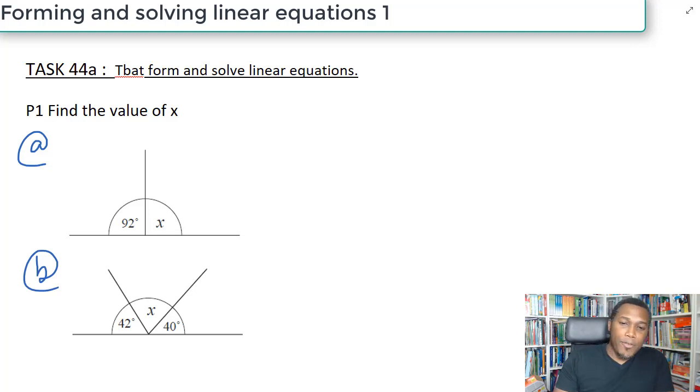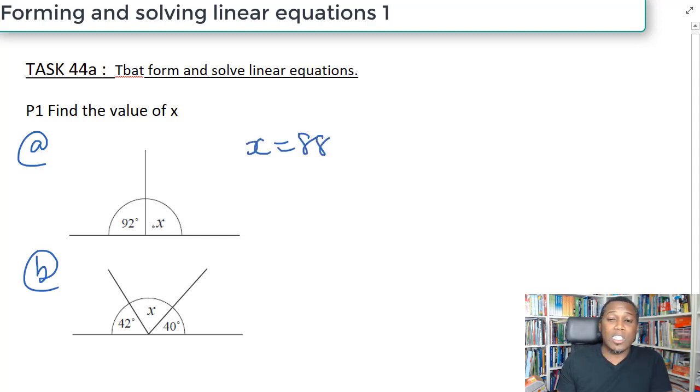Okay. For part A, I'm not going to do part A. I am going to do part B. But for part A, you should have got x is equal to 88 degrees, because 88 plus 92 will give you 180, which is what it's supposed to add up to.